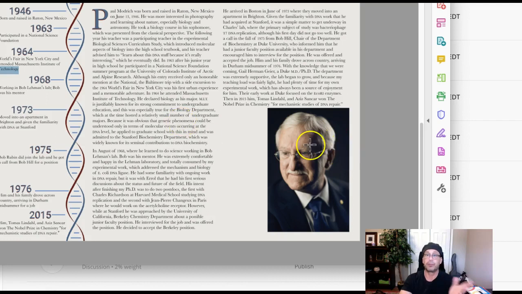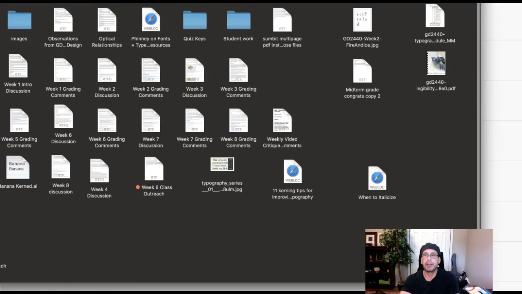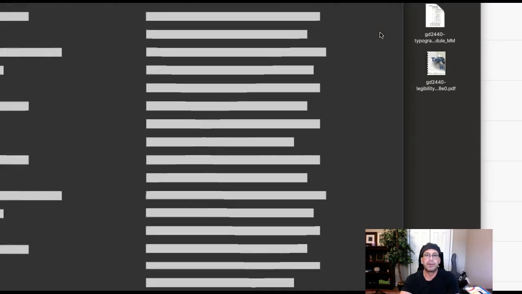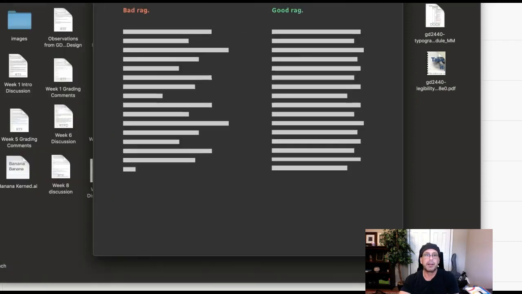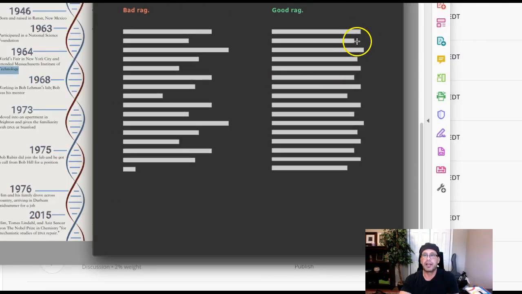My final comment is the rags. The rags are in dire need of adjustment. So let's go ahead and jump over here. I'm going to show you this good rag, bad rag infographic. This is the difference between good rag and bad rag. A good rag staggers: long line, short line, long line, short line, but nothing that's really noticeable, right?